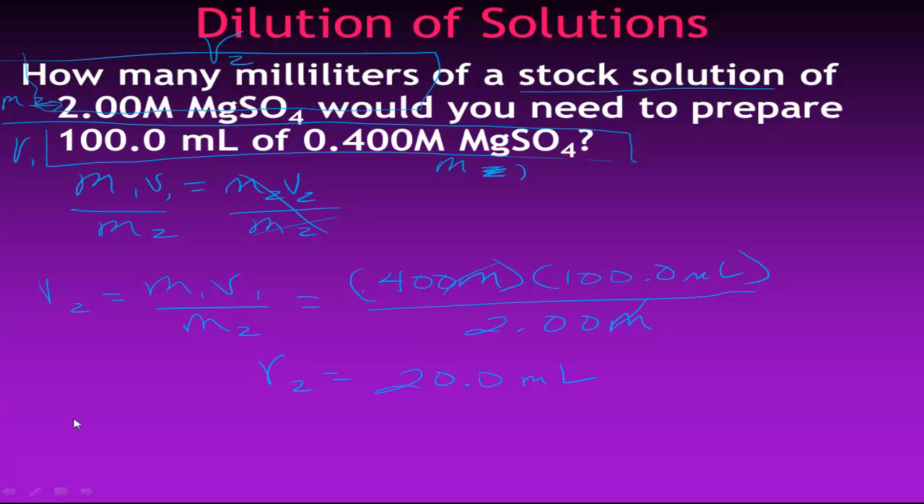So what this means is I would take 20 milliliters of my 2.00 molar solution, and I would add water. So I'd add water until I get to 100 milliliters, and then that will become a 0.4 molar solution. So I'd actually be adding about 80 milliliters of water to get that diluted down. So that's how dilutions work.